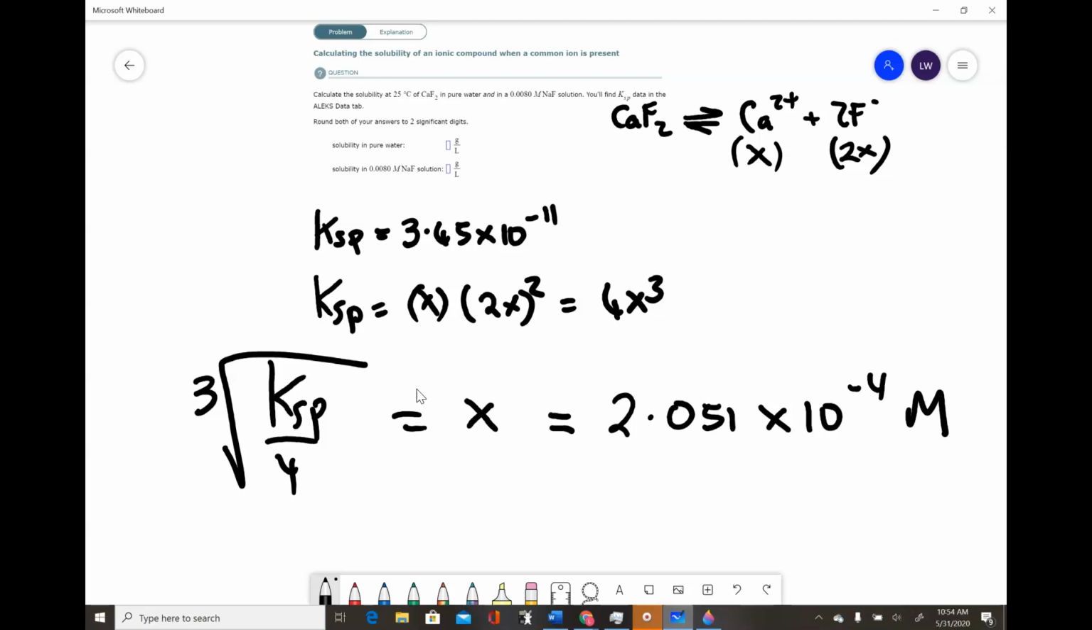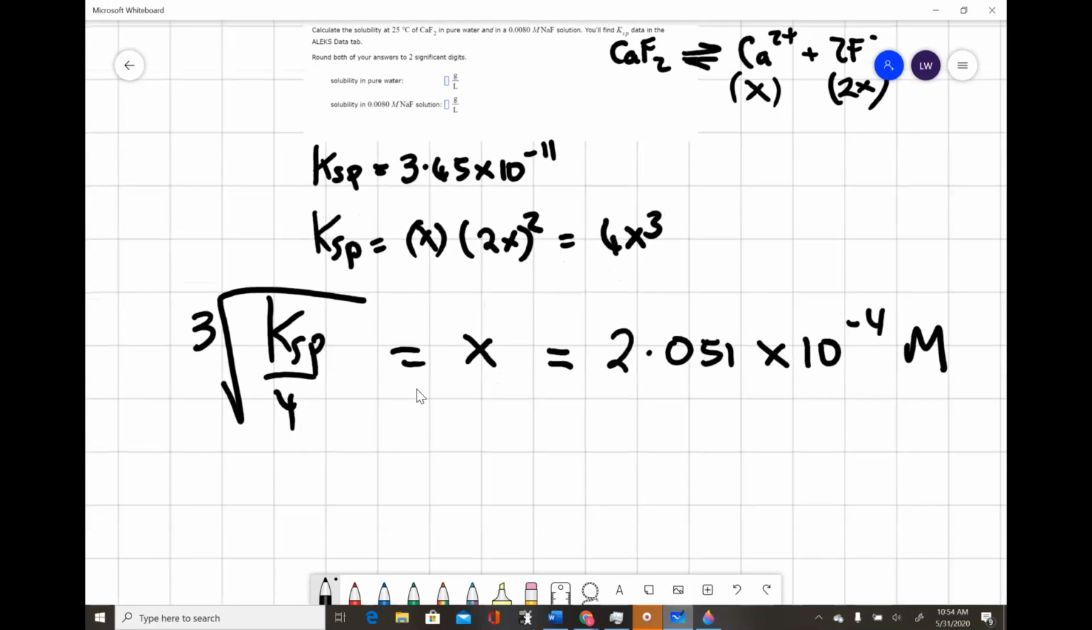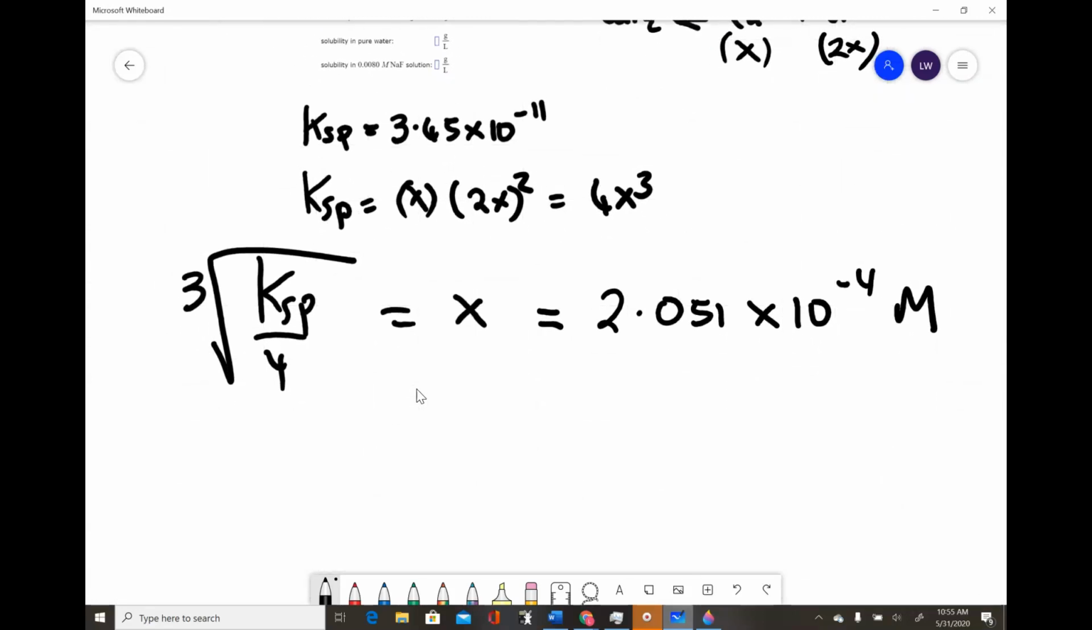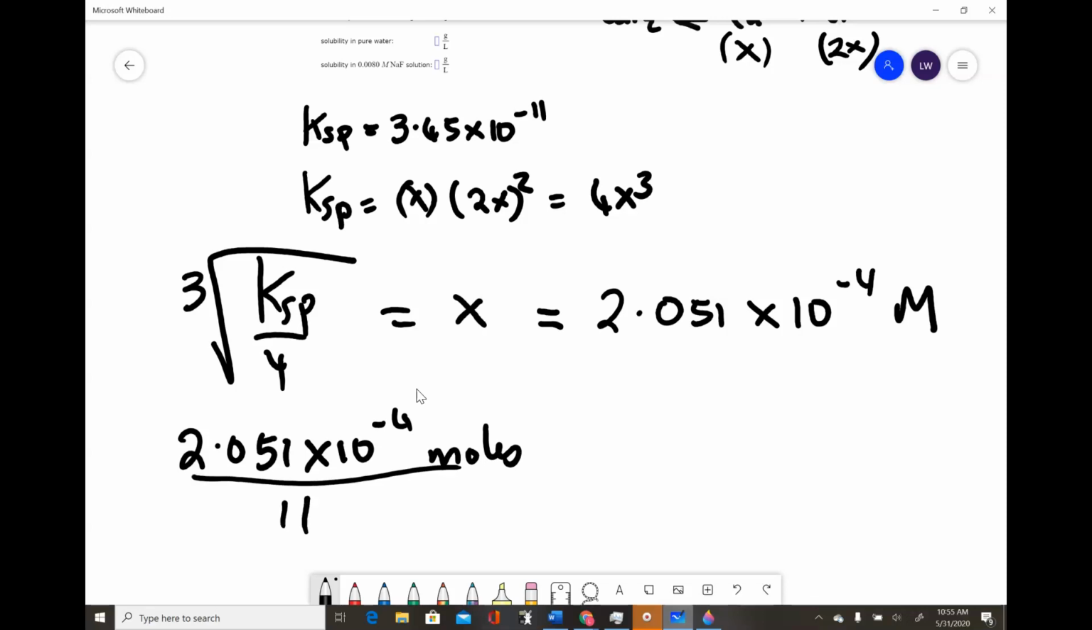So that's okay, except they've asked for the solubility in grams per litre, so we're going to have to convert it from moles per litre to grams per litre. So 2.051 by 10 to the minus 4 moles per 1 litre times, and then we're going to need to have moles on the bottom here, grams on the top, and that's just the molar mass, isn't it?